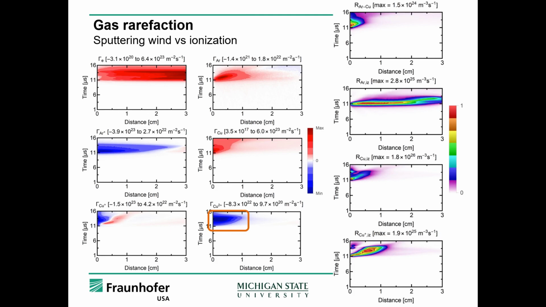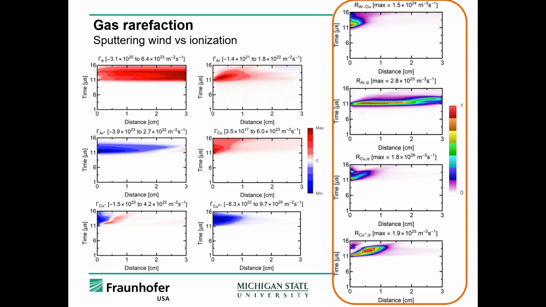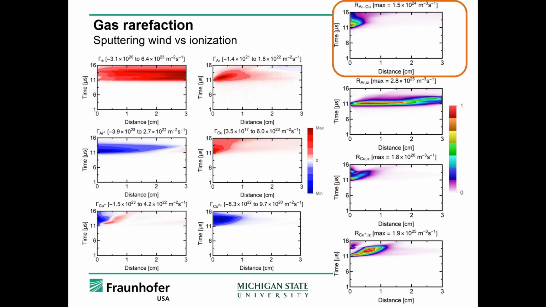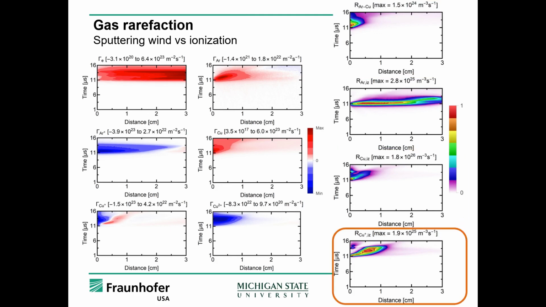The right figure shows the reaction rates for the momentum exchange between argon and the copper, the electron impact argon ionization, copper ionization, and the ionization from singly to doubly charged copper ions. It can be seen that the strong ionization of argon atom throughout the discharge region is the primary reason for gas rarefaction. The peak position of ionization to doubly charged copper ions is far away from the target surface because the electron temperature is higher here.